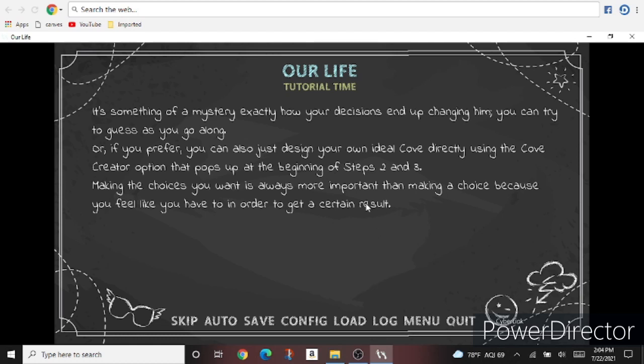Making the choices you want is always more important than making the choice that you feel like you have to in order to get a certain result. Apply that to life too. Making the choices you want is more important than making a choice that you feel like you have to take. Like, I wanted to do YouTube, but I also have to focus on school. Or I will when August rolls around.